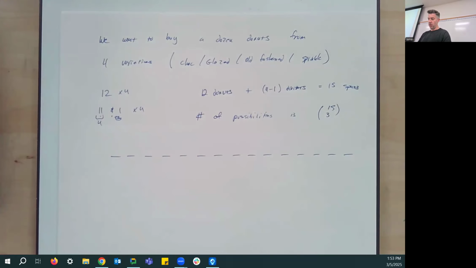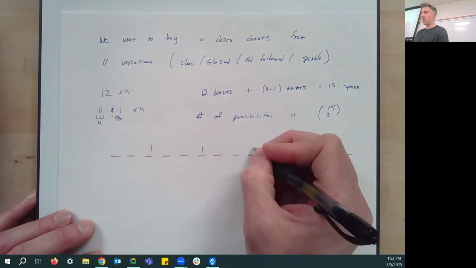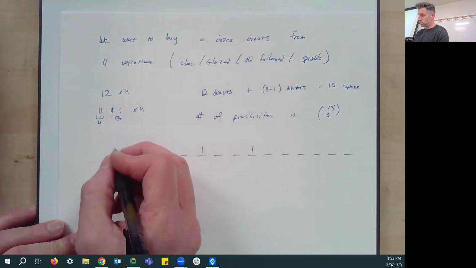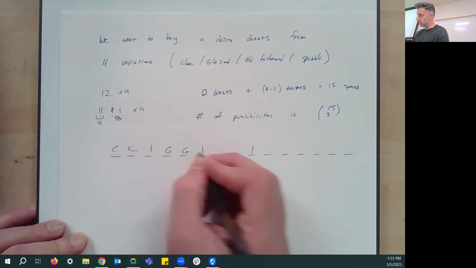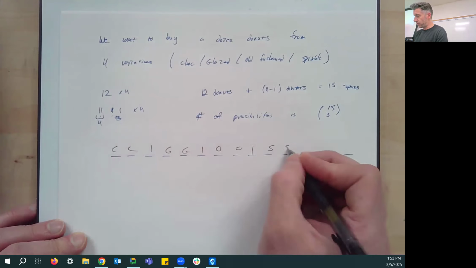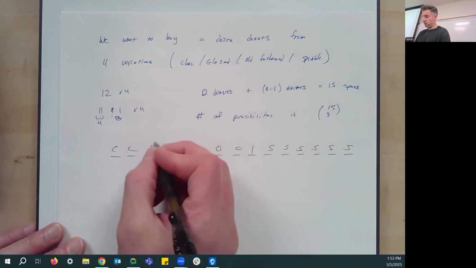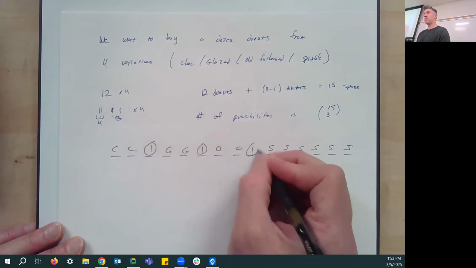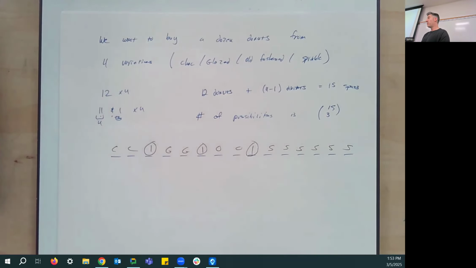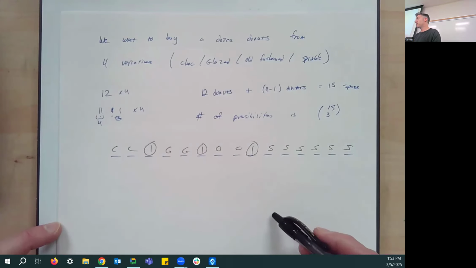So maybe my dividers are going to go here, here, and here. I'm going to have 2 chocolate, 2 glazed, 2 old-fashioned, and 6 sprinkles. But obviously, there's a lot of different choices that could be made. But we have counted them all because all we have to count is where you can put the dividers, which there's 15 places to put them, and we're going to choose 3 of them.